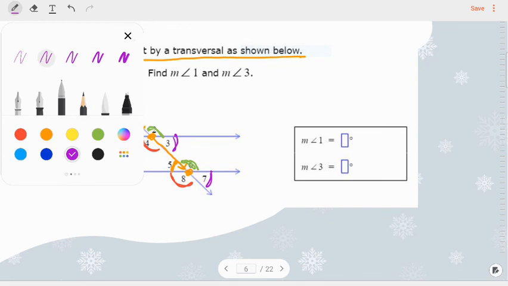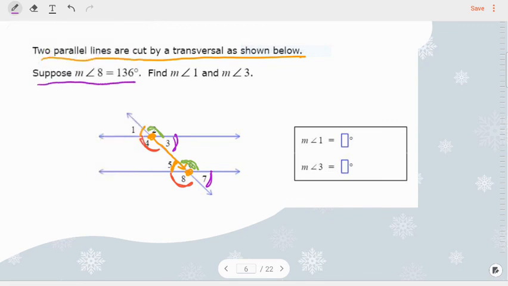Let's look at calculating these. Suppose measure of angle 8 is 136, pardon me. Label that in there. So automatically, what other angle is 136? This other angle marked in red, its corresponding angle, 136. Because remember, if I slide my intersection, my parallel lines are going to line up and it's going to be perfectly equal. Congruent, we call it.